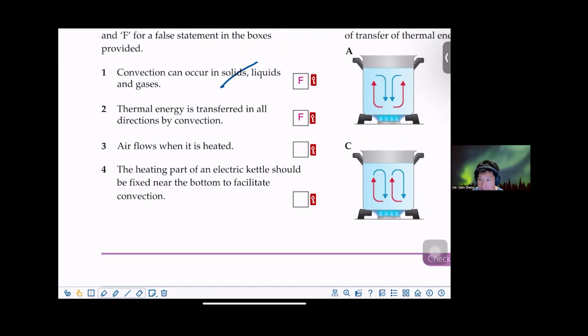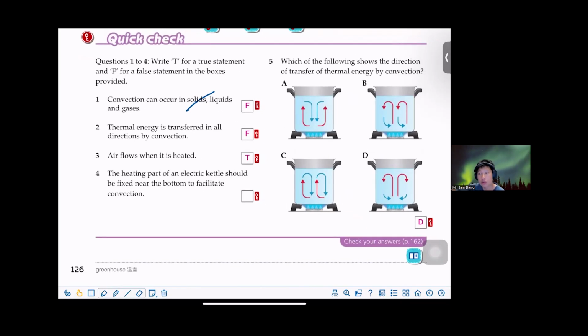Now we will have the third question, which is the airflow. Will the air flow when it is heated? Definitely the air will flow, because once it is heated it moves upward. Then the next statement: the heating part of an electric kettle should be fixed near the bottom to facilitate convection. This is because if we locate it on the upper part, it is difficult for the water to undergo convection. So we need to install it at the bottom so that the warm water can move upward. This can bring a convection current.